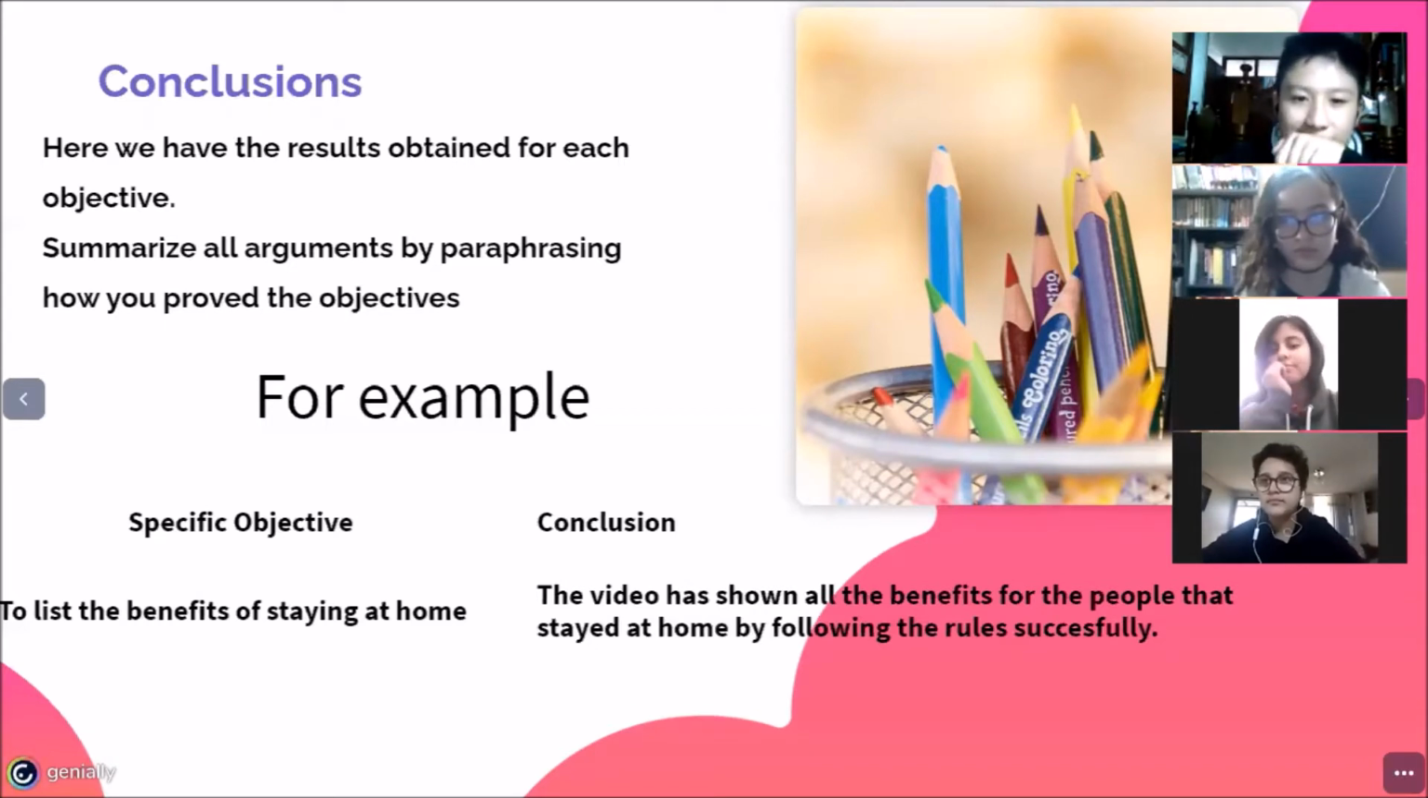And what does this mean? That means that the conclusion is the result of the objective. So, it's so easy in this part.